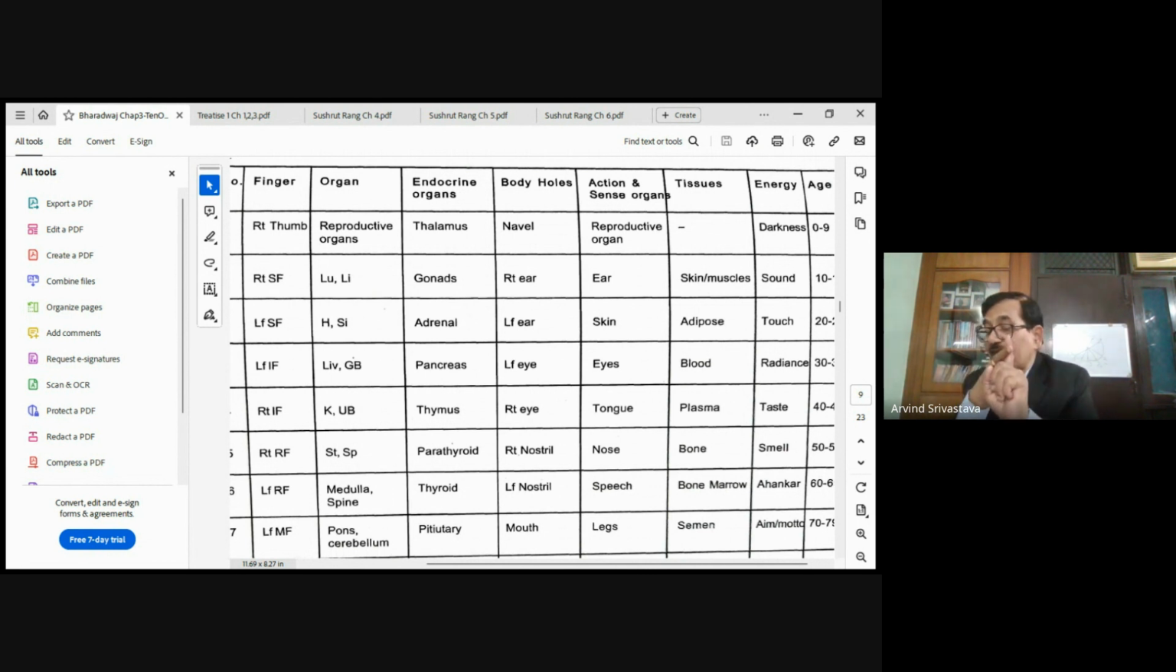What is rakt? Rakt is blood. And for blood, this Agni system is there. This Agni, left index finger, Agni, liver, Agni. Now come ras and rakt, plasma and blood, both.